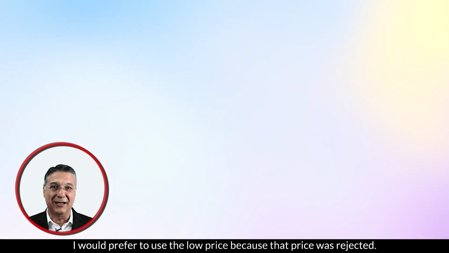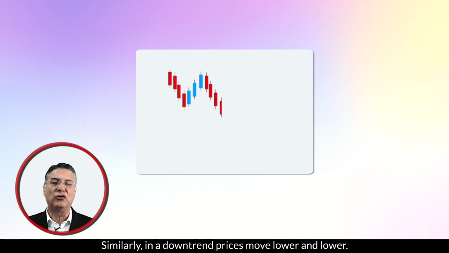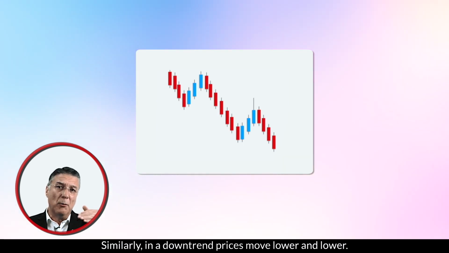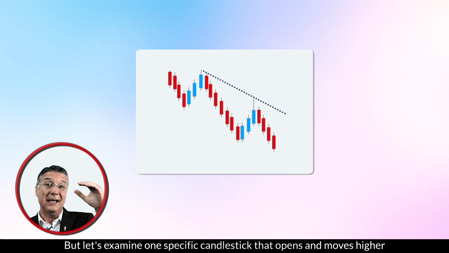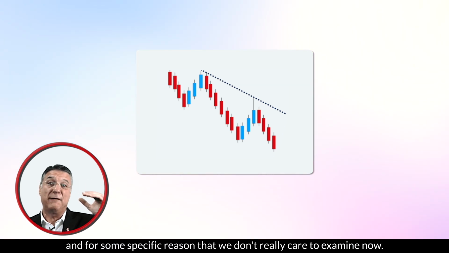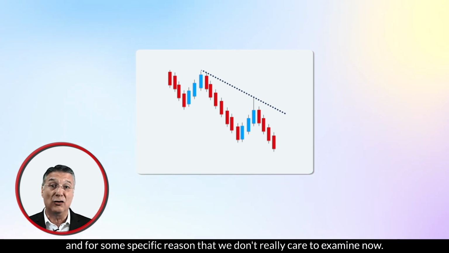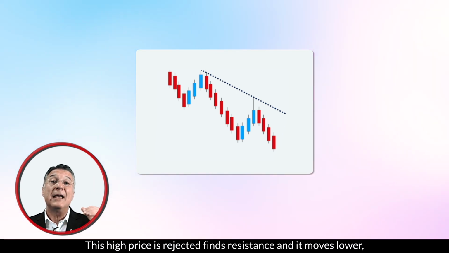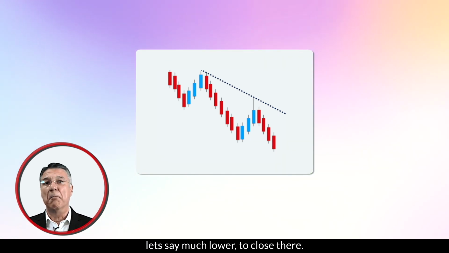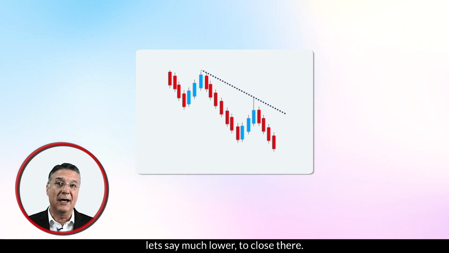Similarly, in a downtrend, prices move lower and lower, but let's examine one specific candlestick that opens and moves higher, and for some specific reason that we don't really care to examine now, this high price is rejected, finds resistance, and it moves lower, let's say much lower, to close there.